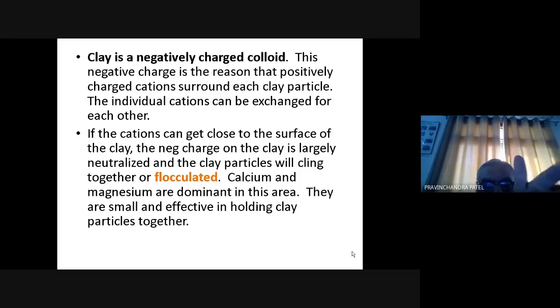And when your soil is dispersed, deflocculated, then the aeration is poor. With poor aeration, microorganism growth is poor. Plant roots are not getting sufficient air. So we are getting very, very low crop production. They are small and effective in holding clay particles together.